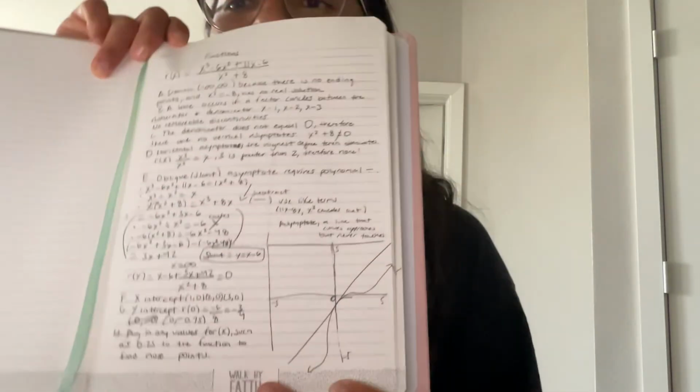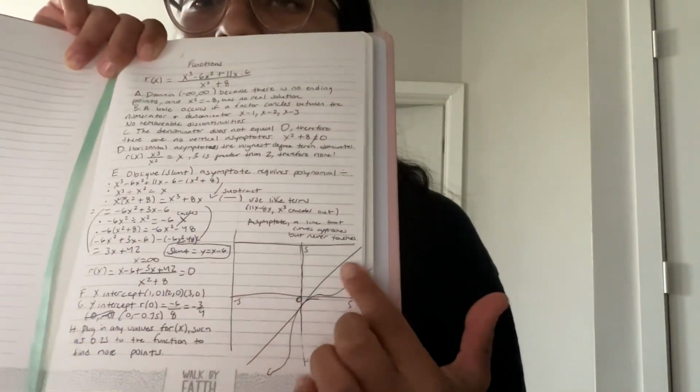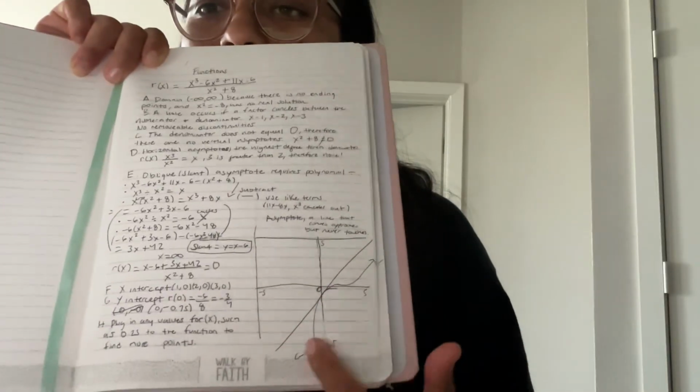As we can see here, this is similar to what the graph is going to look like. Our line is ongoing, both negative and positive, so it's a graph that keeps going. Therefore, our domain is negative infinity to infinity, because there was no ending point, and because x squared equals negative 8 has no real solution, the line is just continuous.